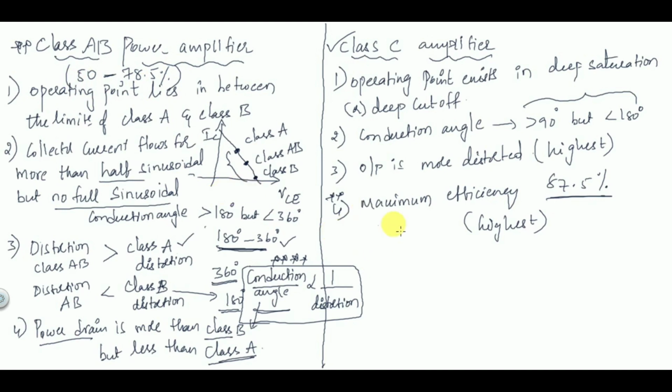The maximum efficiency here, for class C, is 87.5%. This is the important point. The output is heavily distorted because the conduction angle is greater than 90 but less than 180 degrees. These are the important points regarding class AB and class C power amplifiers.